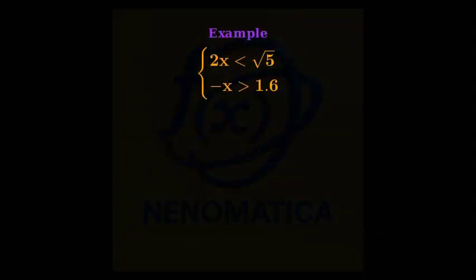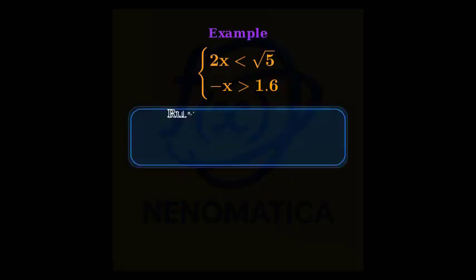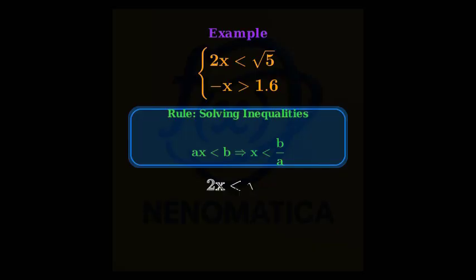Here is the problem in bold orange: 2x less than square root of 5 and minus x greater than 1.6. Step 1. We apply the rule. Ax less than b implies x less than b over a. Start with 2x less than square root of 5.